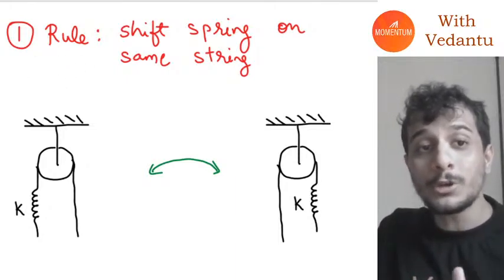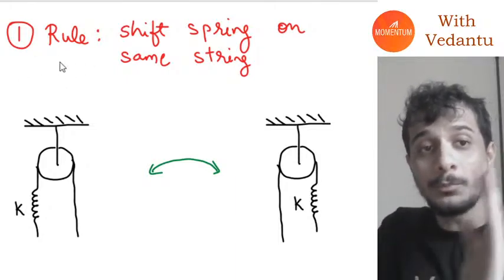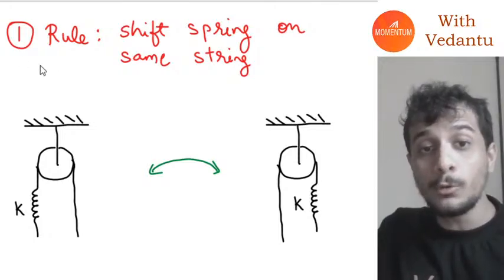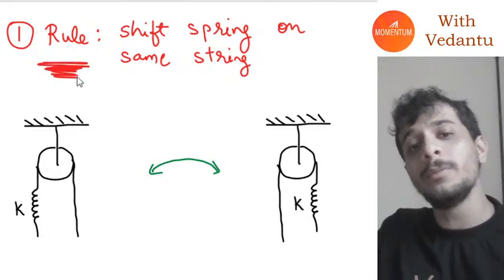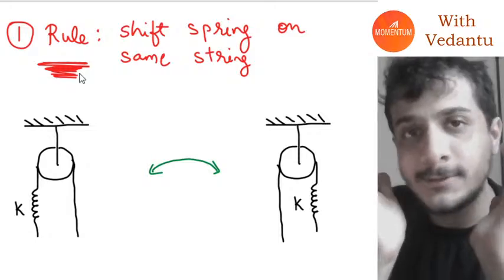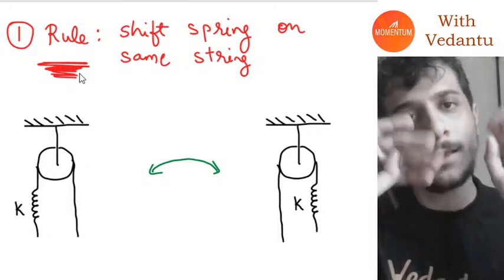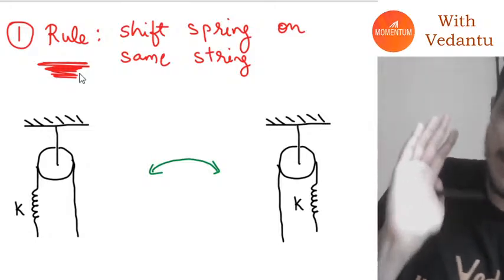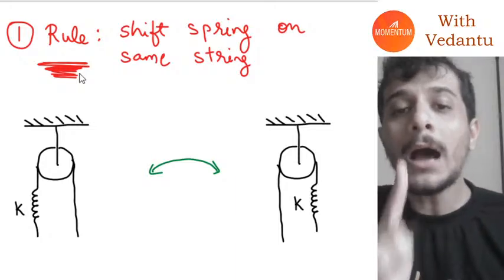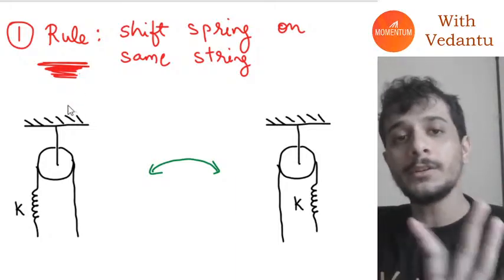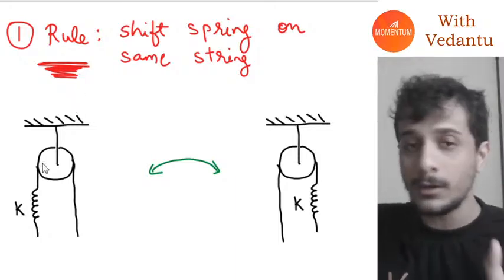This is the rule for a shortcut. If you try to prove this, it will take a lot of time. Do not try to prove this. Just assume that I'm telling you it's correct. I have done research and this is correct, so you are allowed to shift a spring from one side to the other side.